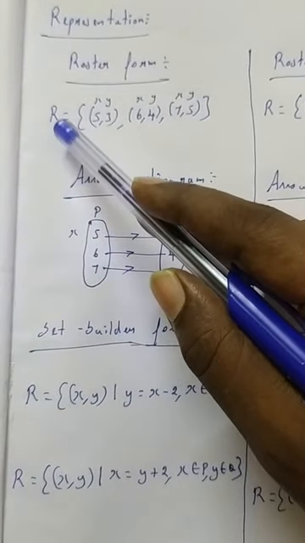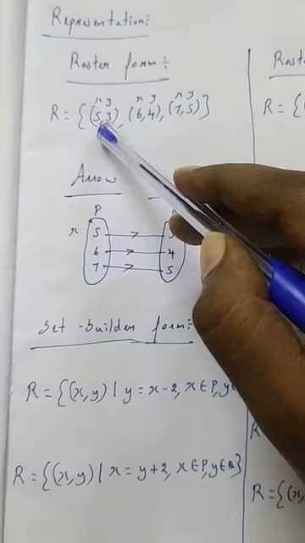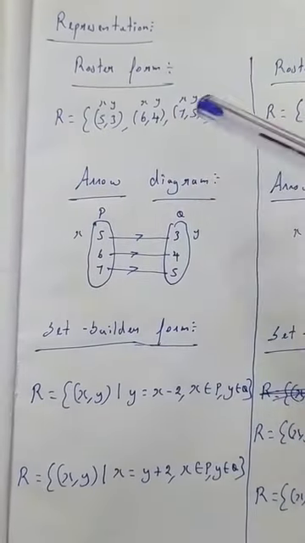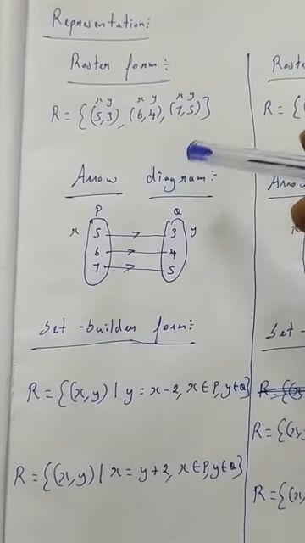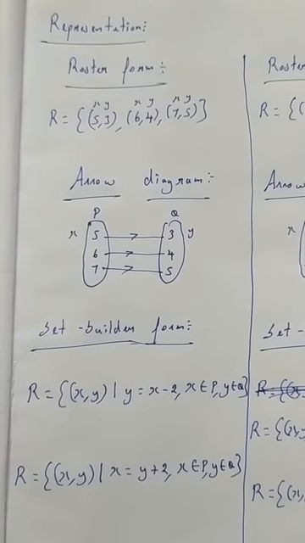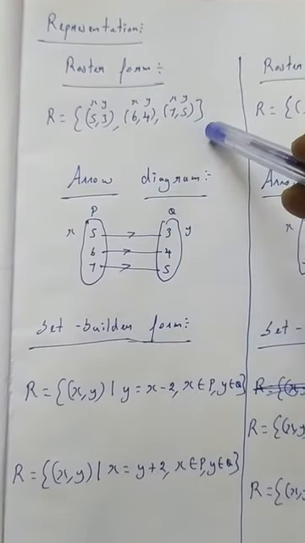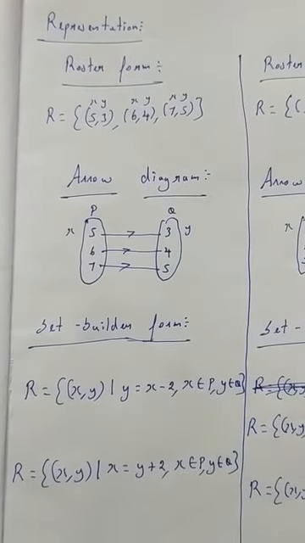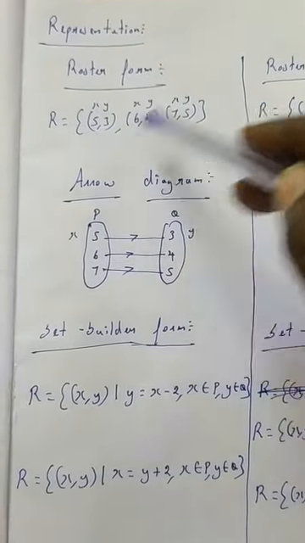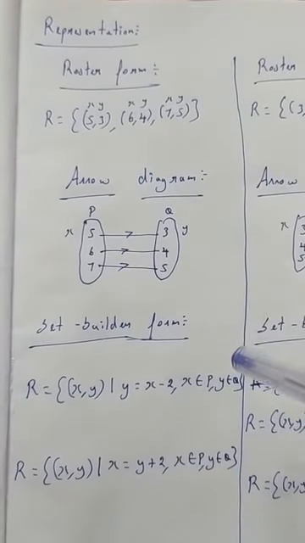For example, relation R is equal to {(5, 3), (6, 4), (7, 5)}. Roster form is nothing but listing out all the elements. Right? So in a set language, inside a set we have single values, but here we have ordered pairs. That is the difference between a set and a relation. Relation is nothing but a set of ordered pairs, right? So inside a set we have some ordered pairs. That is called relation. So this is called roster form.